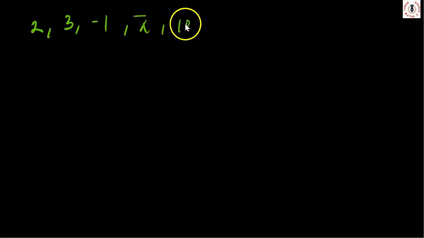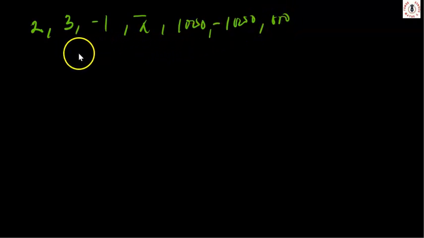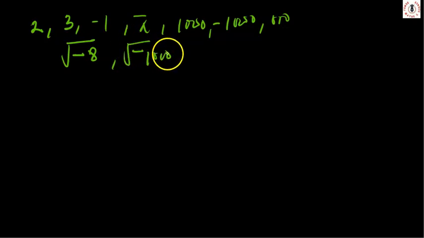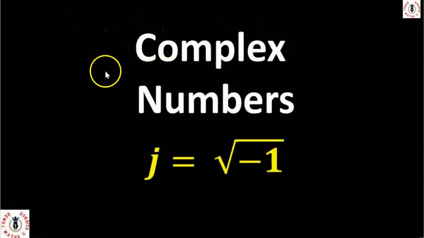I know we're used to solving problems that end with figures like 2, 3, minus 1, pi, even 8,000, minus 1 million. These are all real numbers. In today's lesson, we'll be seeing how to work with problems that end with square root of minus 8, square root of minus 100, or minus 1,000. These are referred to as complex numbers.